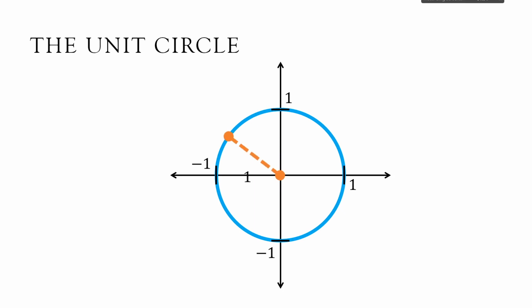You could also say that this is the circle centered at the origin with a diameter of 2, because diameter is twice the radius. Alright, so what's going on with this unit circle? And how does this relate to our trig functions that we are familiar with?